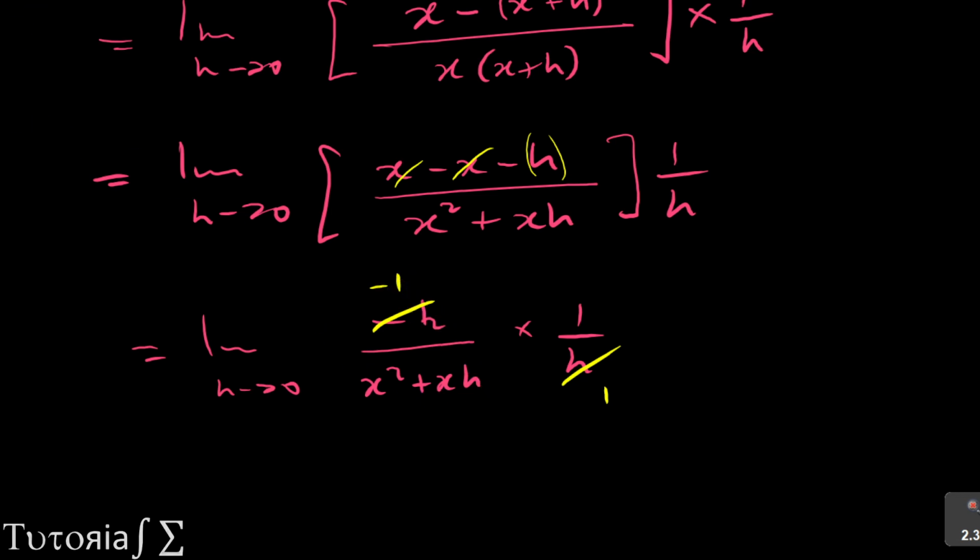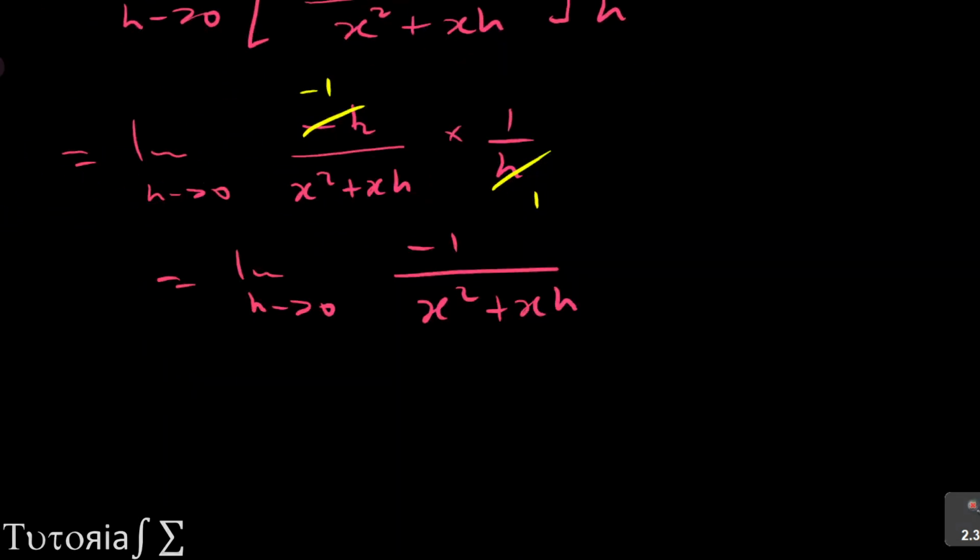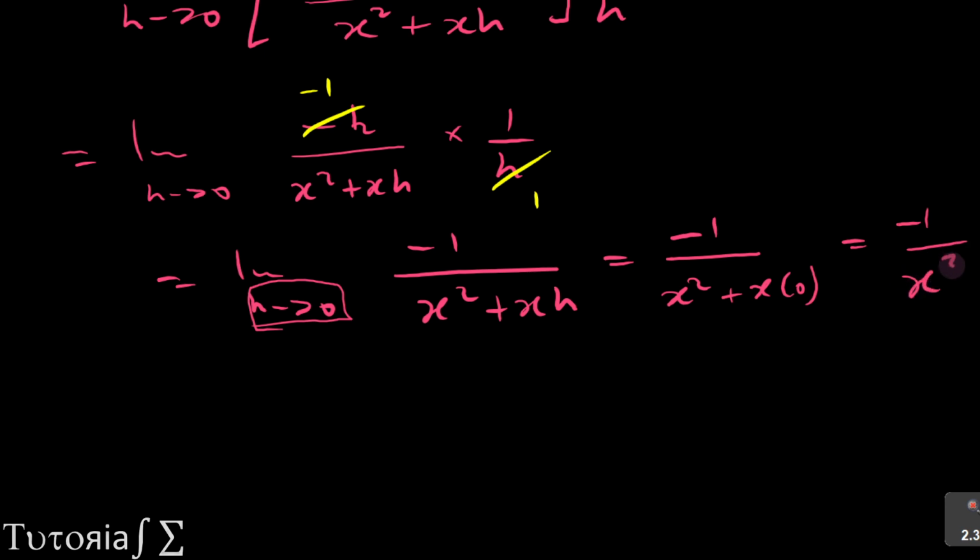So what we are going to remain with is the limit as h approaches 0 of negative 1 over x squared plus xh. Now after getting rid of this h, you can finally substitute h equals 0. So that would be negative 1 over x squared plus x times 0. x times 0 will be equal to 0. So this simplifies to negative 1 over x squared as our final answer.